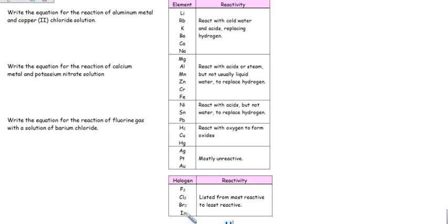We'll run a lot of these in the lab. We're going to run that zinc and HCl. We're going to run this one. Write the equation for the reaction of aluminum metal and copper 2 chloride solution. Now some people get good at these and they can predict what kind of a reaction will occur without even writing formulas. If you're not there yet, let's write some formulas. Aluminum metal, not diatomic, plus copper 2 chloride solution.